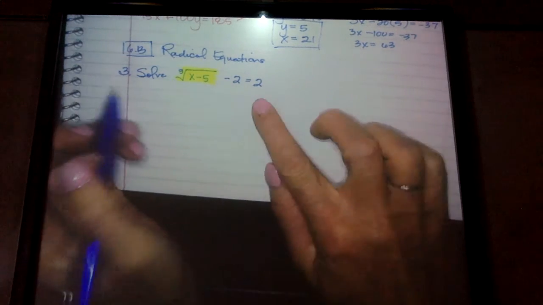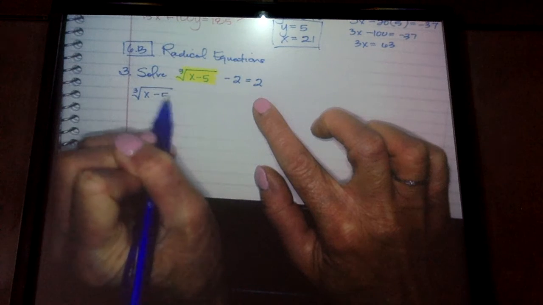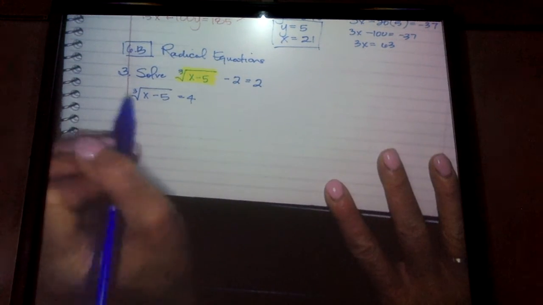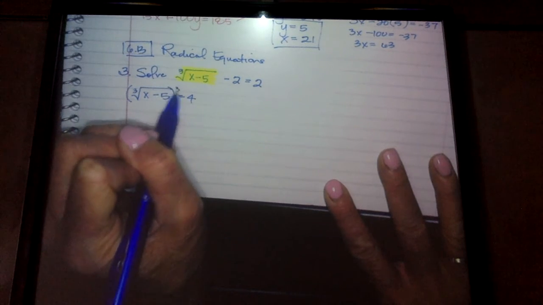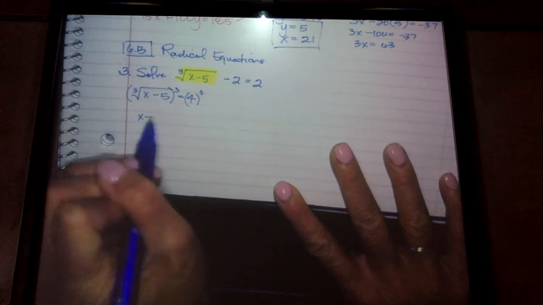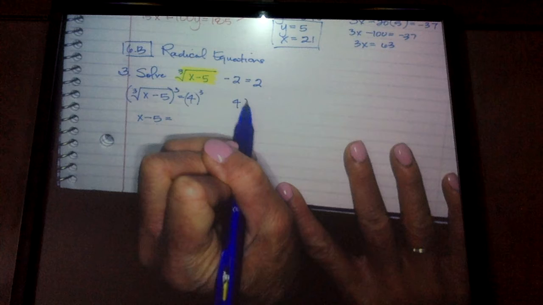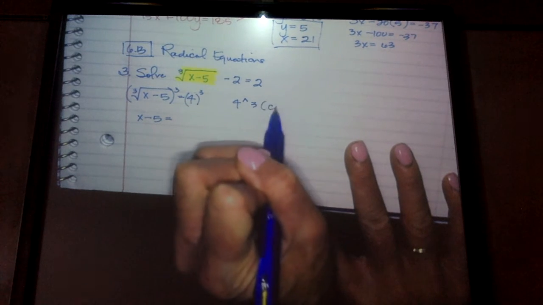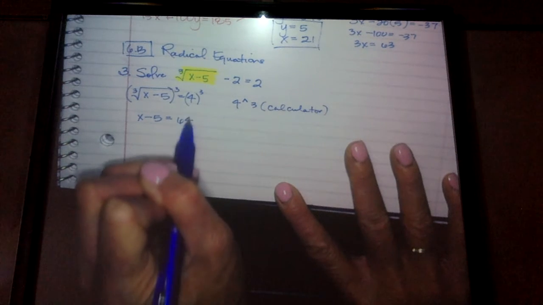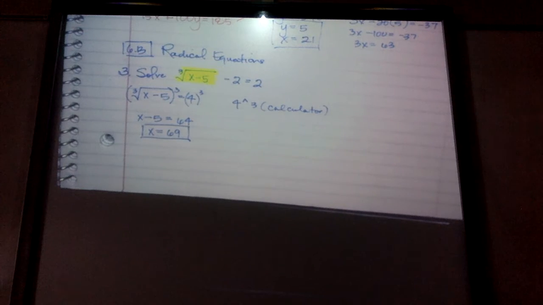So you would add 2 to the other side. So the cube root of x minus 5 equals 4. Right? I added 2 to both sides. To get rid of the cube root, I would cube it. And so I'm left with x minus 5 equals 4 to the third. So in your calculator, you would enter 4 to the third. And I got 64. And then I would add 5, so x equals 69. Okay.